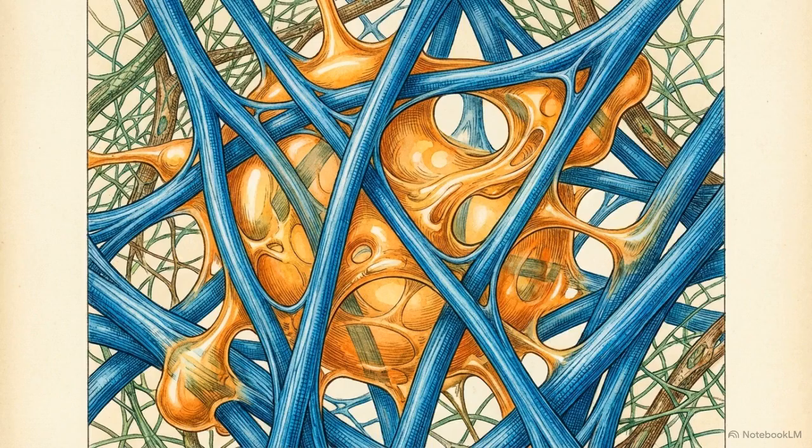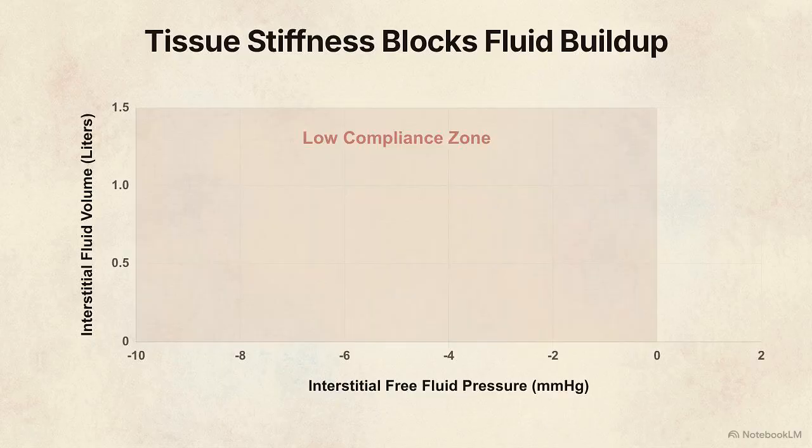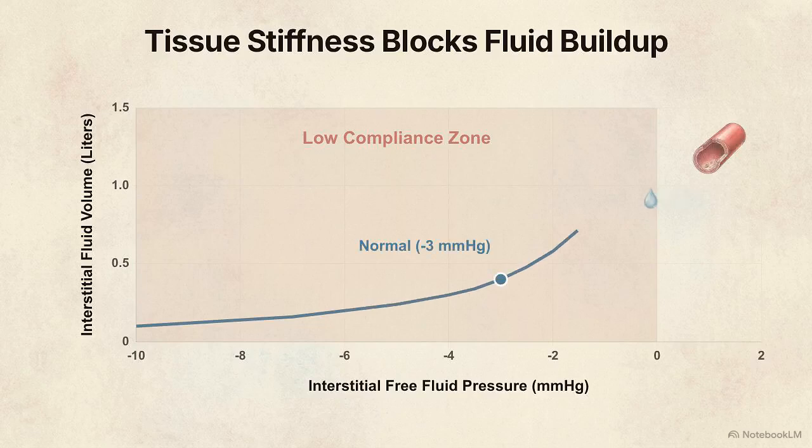The body actively fights against fluid accumulation, employing 3 built-in physical safety factors designed to keep that interstitial pressure firmly in the negative range. The first factor is the low compliance of the interstitium. As long as the pressure remains negative, any small addition of fluid volume causes a sharp spike in local hydrostatic pressure, which mechanically opposes any further fluid leaking out of the capillaries.